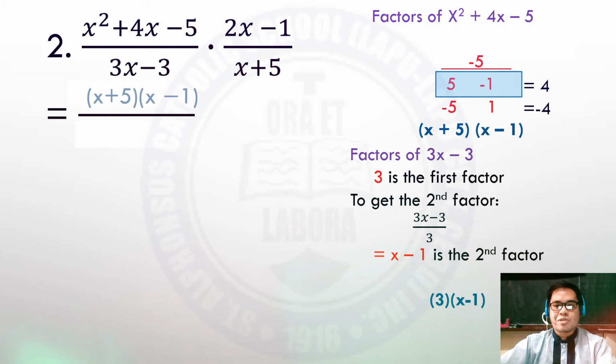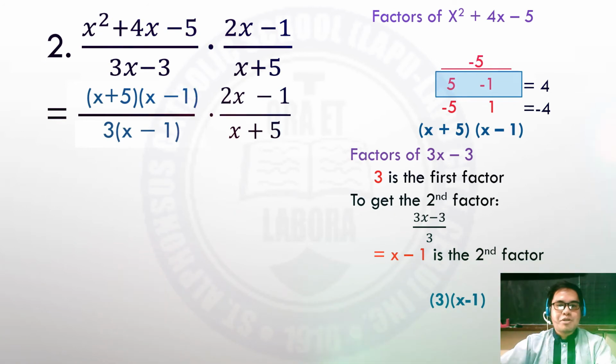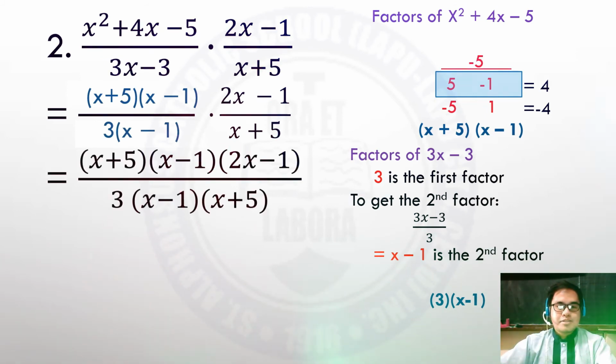So those factors that we have should be placed here and multiplied by 2x minus 1 over x plus 5. You might be asking me, sir, why we don't get the factors of 2x minus 1 and x plus 5? Because these polynomials don't have common factors of the two terms. So we just copied them. Okay, so the next one is to multiply our numerators and denominators by having this kind of form.